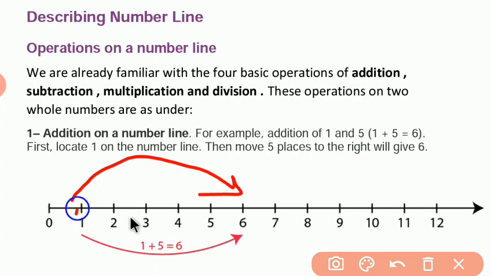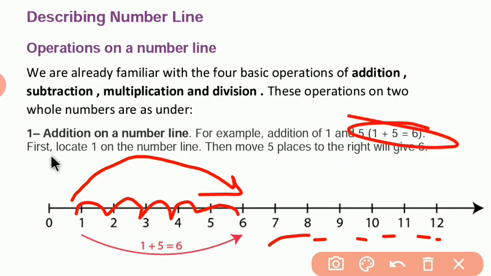0, 1, 2, 3, 4, 5, 6, 7. You can take it till any number, as much as you need. Here we have taken it till 12. So we have to add 1 and 5. First we will take from 0 to 1.